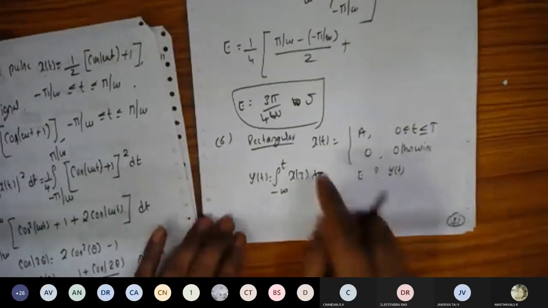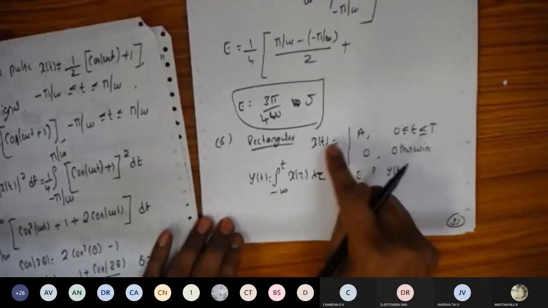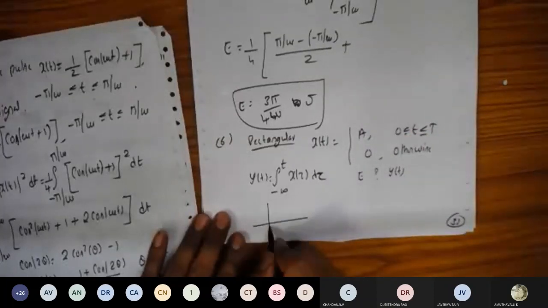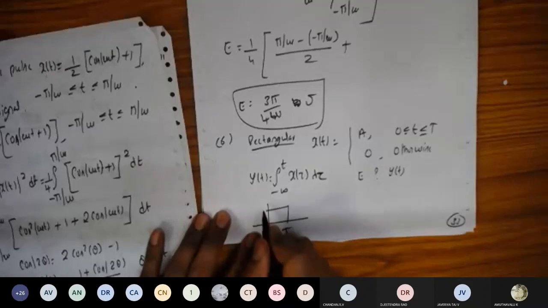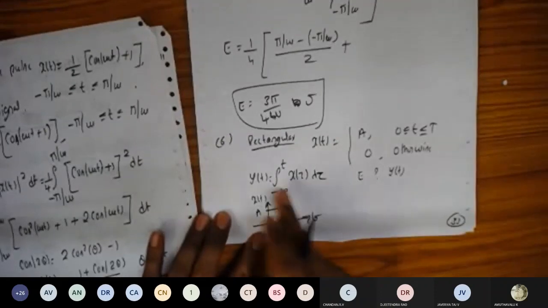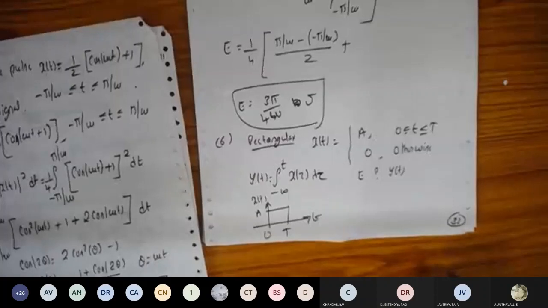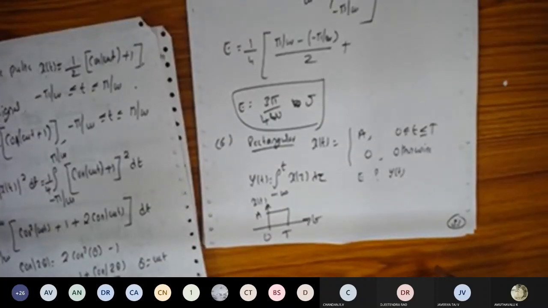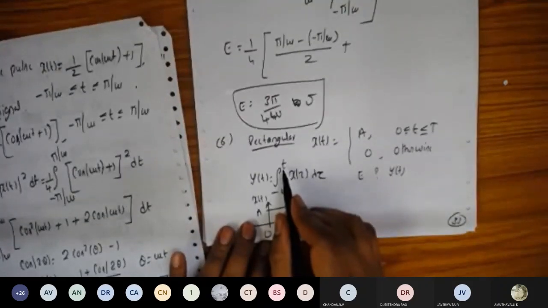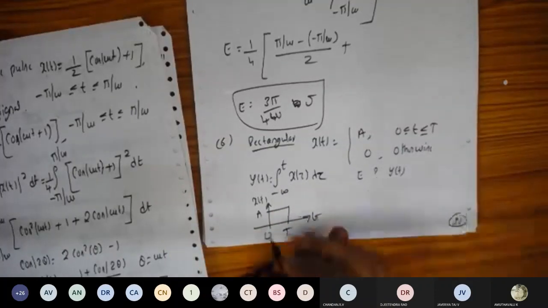Here x of t is applied to the integrator. It has been defined from minus infinity to t, but x of t is defined only from 0 to capital T, where its value is A. So the integration can be defined from 0 to capital T, with d tau. We keep t as it is, and applying the limit it becomes capital T. Let us find the output of the integrator.